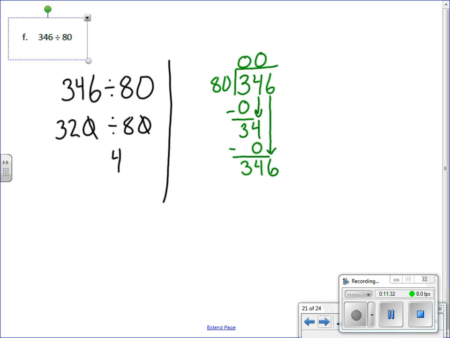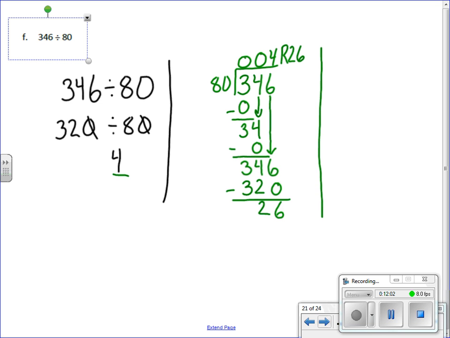Okay, 8. Well, in our estimate, we had a 4, so 8 times 4 is 32. Add a 0 would be 320. That works. Let's try 5. 8 times 5 is 40. Too big. 40 would be bigger than 34. So we're going to use the 4. 4 times 0 is 0. 4 times 8 is 32. We're going to subtract, and we get 26. So our answer for this one is 4 with a remainder of 26.